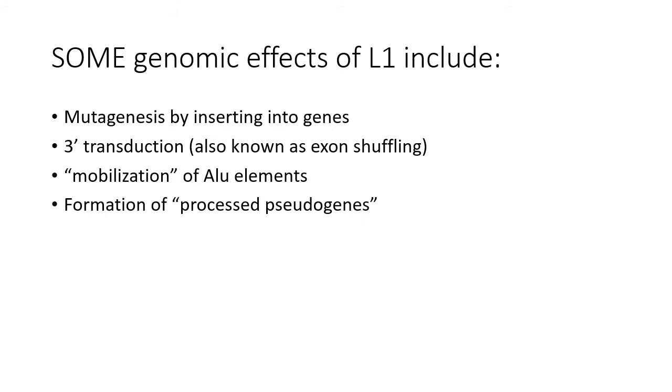So some effects of L1 on the genome include clearly insertional mutagenesis, where L1 jumps into a gene and disrupts its function. This is sort of understandable. The other ones that are a little bit stranger are one that's called 3' transduction, which is also known as exon shuffling, mobilization of ALU elements, so that is the phenomenon of non-autonomous transposition, where the ALUs are hijacking proteins from the L1 to catalyze their own movement. And then even weirder yet is the formation of processed pseudogenes.